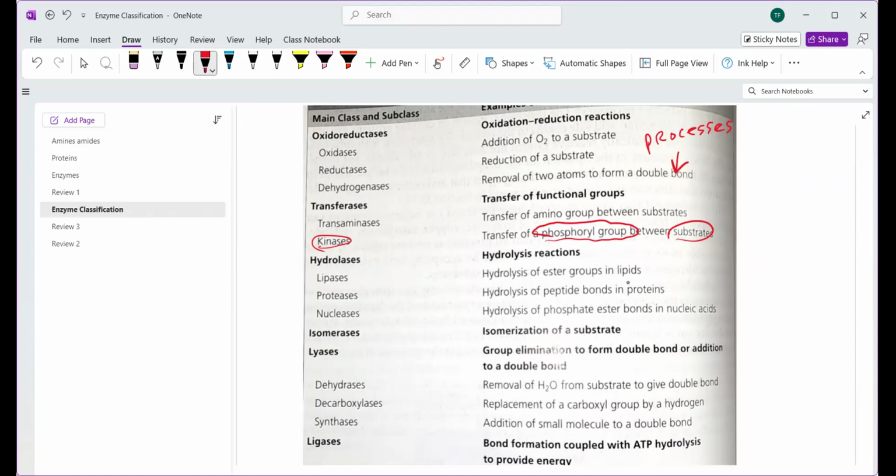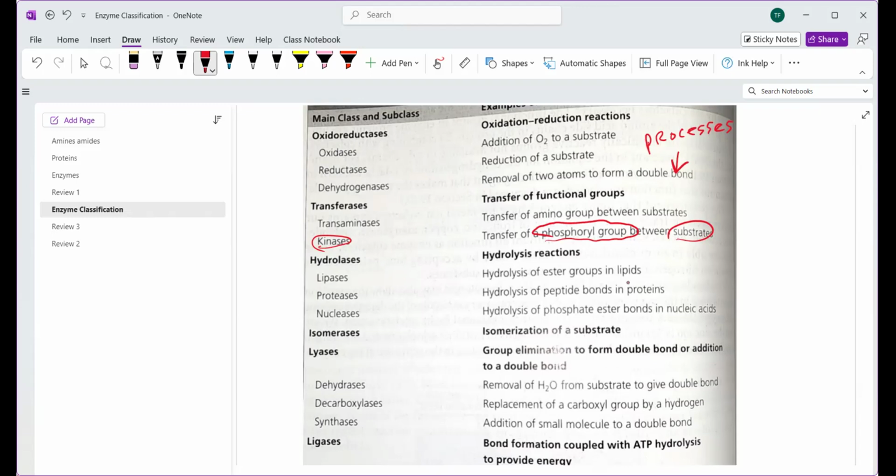Now, when we get into the nitty-gritty of all these processes, I'm not going to focus on the real names of the enzymes. I'm going to focus on this process here, where you name the substrate, and then you name the process that the enzyme is doing. Is it transferring a functional group? Is it doing hydrolysis? Is it isomerization? There's a lot of isomerases during our metabolism. That's what I'm going to be focusing on.